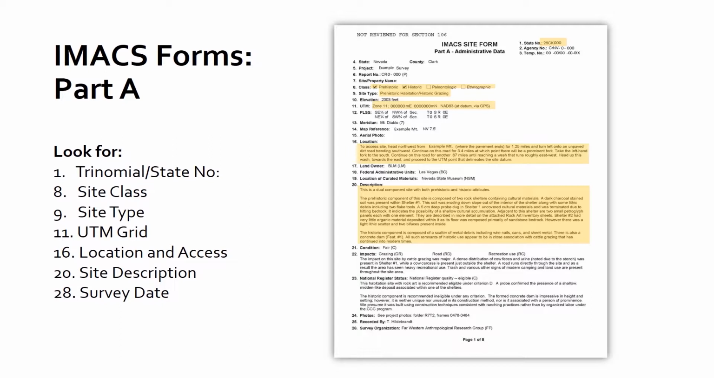A few of the key areas to look at on this form so that you can go back out and relocate the site and gather the baseline information is the site number, or the trinomial. This is a unique identifier for the site. Then there's site class, which talks about if it's prehistoric or historic. The site type, which is a brief description of the site.